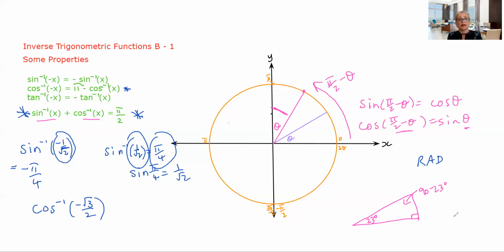In our next video, we're going to start talking about solving trig equations using these inverse trig properties and our exact values and some generic ways of talking about certain parts of the unit circle.